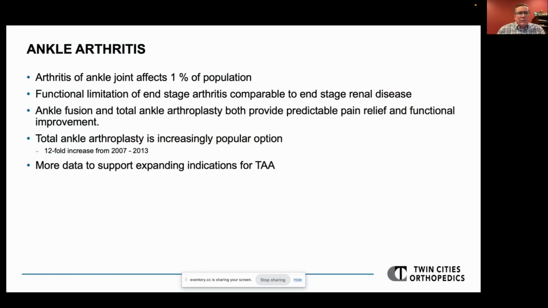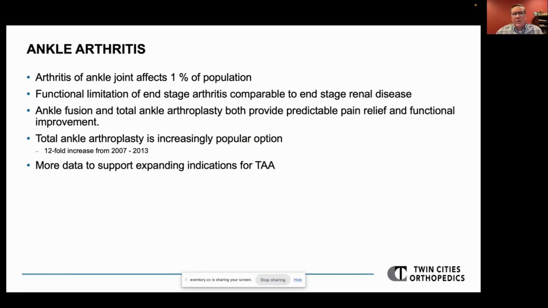So as we know, ankle arthritis is something that we all treat, those of us who take care of foot and ankle patients. Relatively less common than hip and knee arthritis. Obviously, ankle arthritis affects about 1% of the population. So not nearly as common as primary hip and knee arthritis. And as we've heard and as we know, the majority of the time ankle arthritis is post-traumatic.